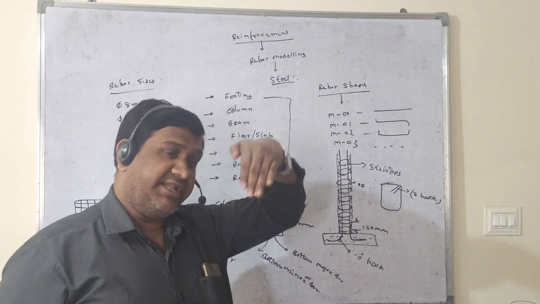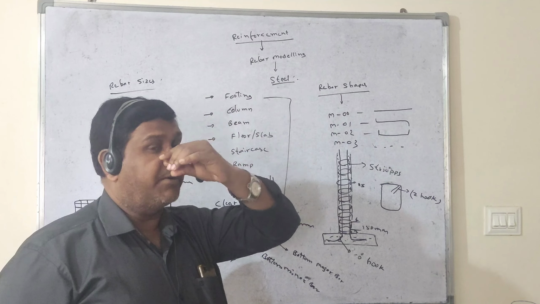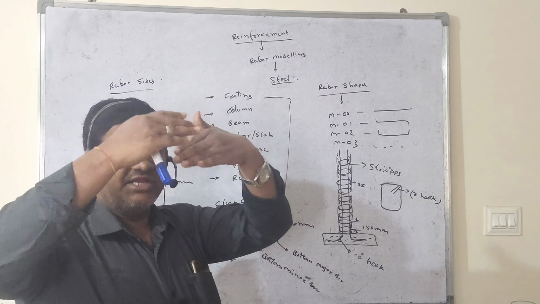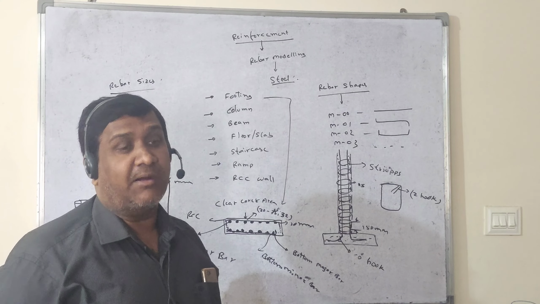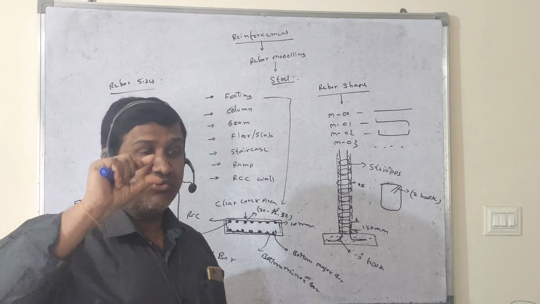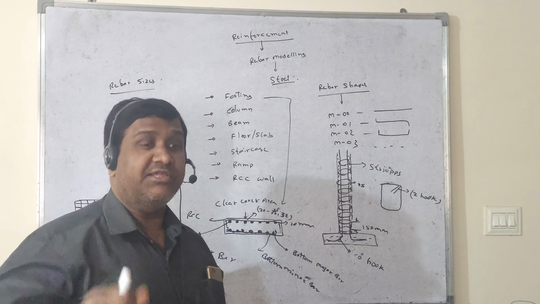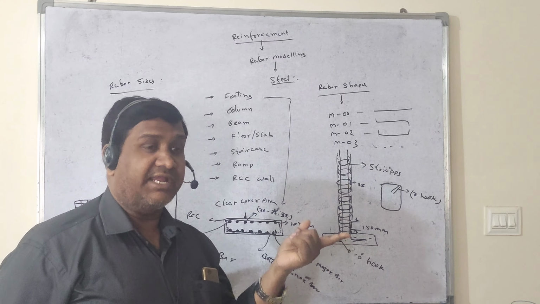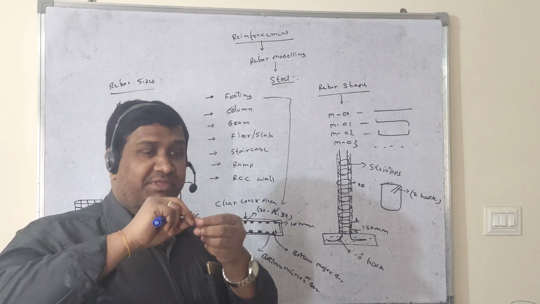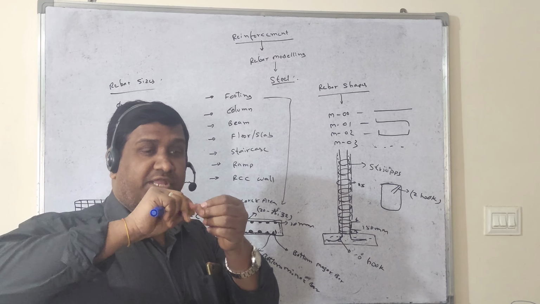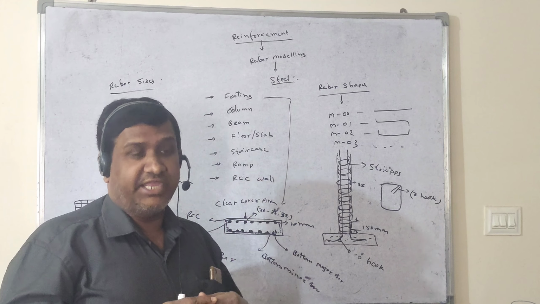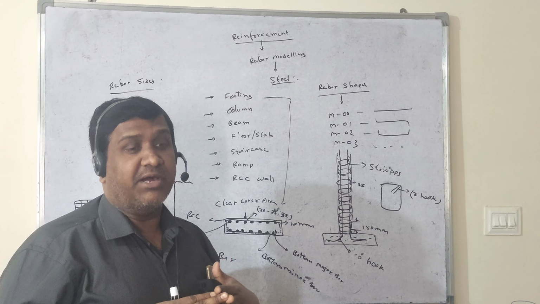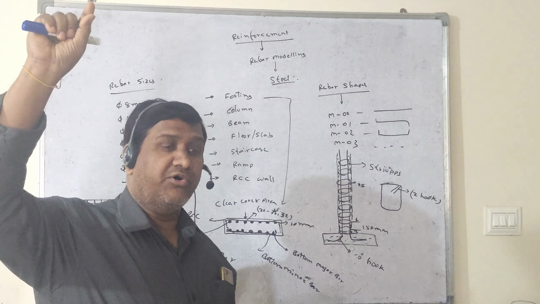If the column continues up to the top floor, then for each and every bar they are going to make a joint, and the joint is made with the help of couplers. The coupler has two types: one is welded couplers and the other is threaded. They put internal and external threads in the couplers and join the bars, because the couplers give stiffness to the rebar, since the rebar length is long.